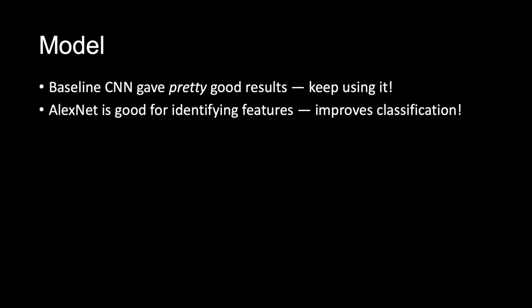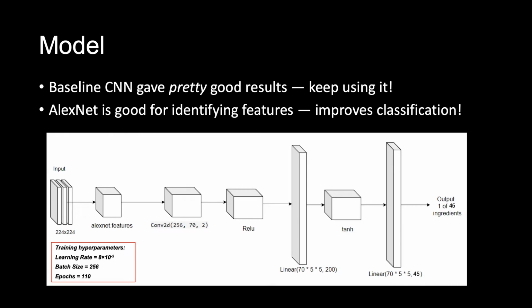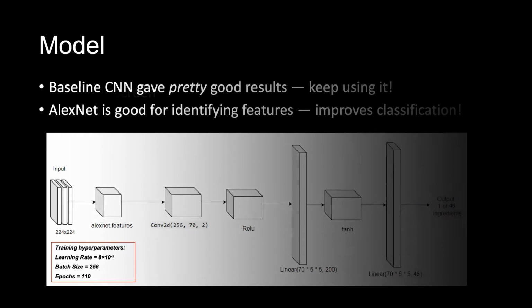As we see, our CNN gave pretty good results. We decided to combine the advantages with AlexNet, which we thought would be good for identifying ingredient features. We went through many architectures and significant tuning. After all this, we settled on the model presented in the diagram, with AlexNet connected to a single convolutional layer and a fully connected layer, spaced apart by ReLU and TANH activation functions. The final training parameters we settled on are also shown on the diagram.